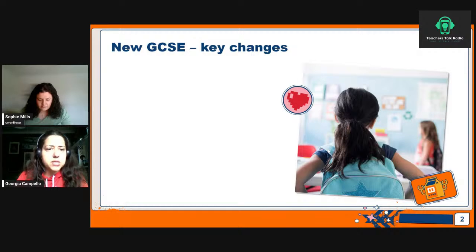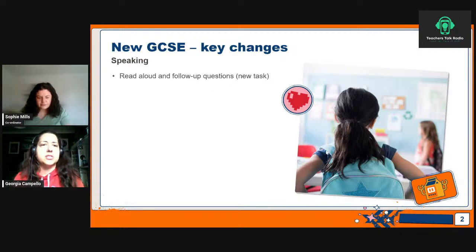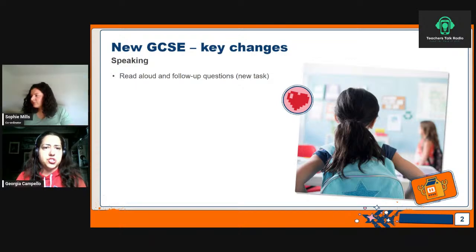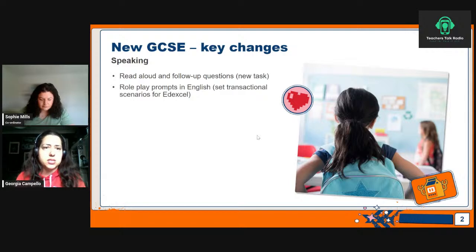So the key changes that I was thinking about, because obviously, as I said, we're not going to revamp the whole thing. In the speaking, we have the read aloud and the follow-up questions, which is a completely new task. The role play now has the prompts in English, and we are using Edexcel.